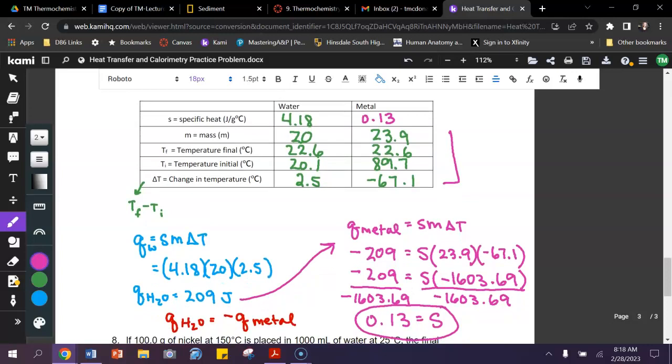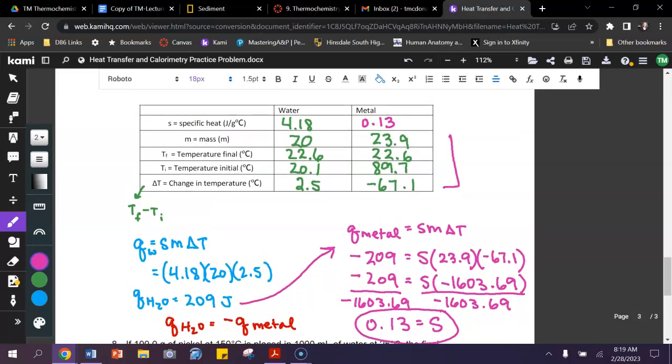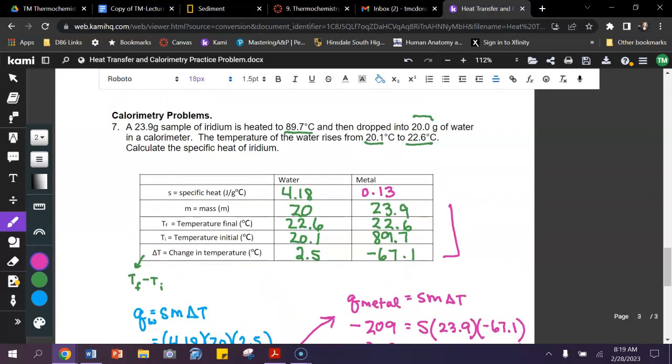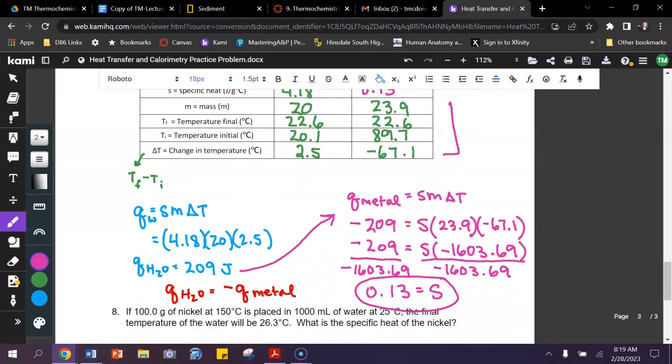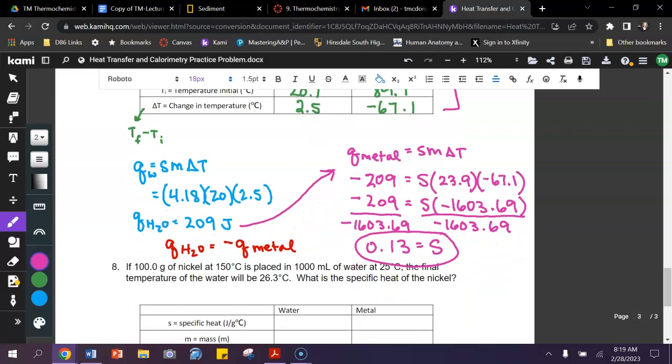So once again, in order to do calorimetry problems, you have to first read the problem, fill out your data table, figure out Q for water, and then plug in Q for water as Q for metal, but you just have to remember to switch the sign, and then you can find your specific heat of the metal. All right, let's do one more problem together.